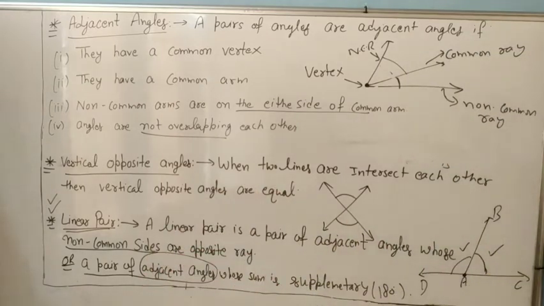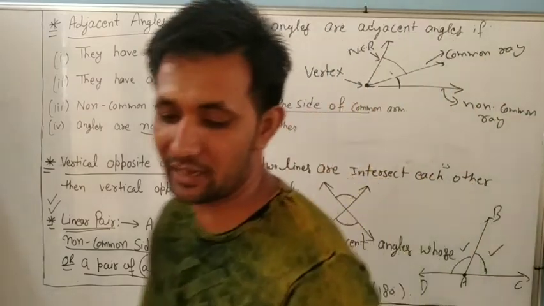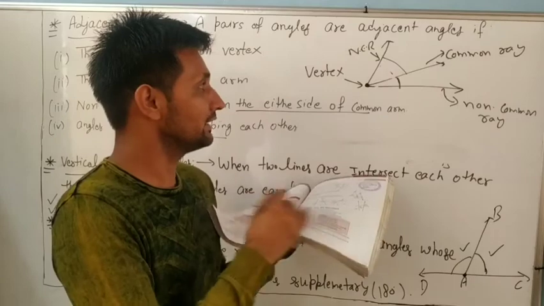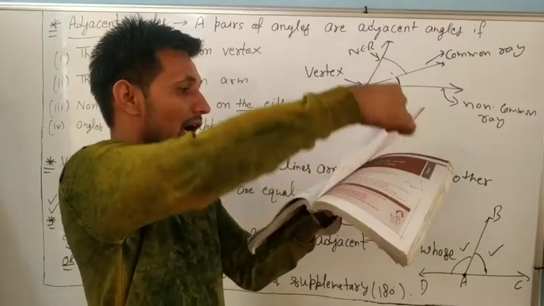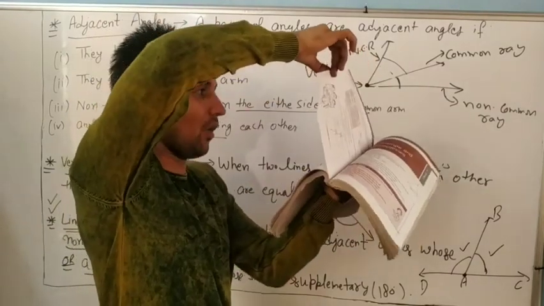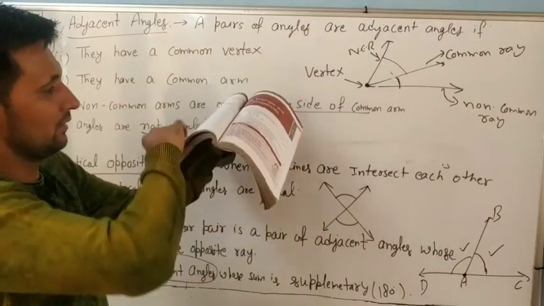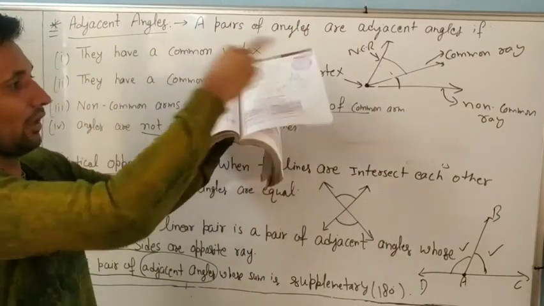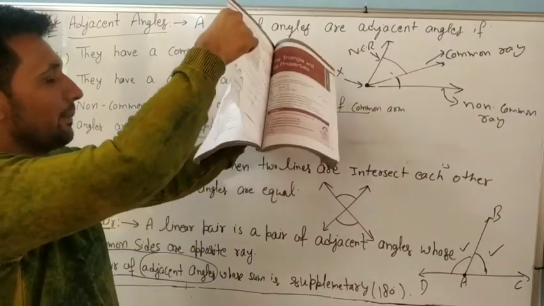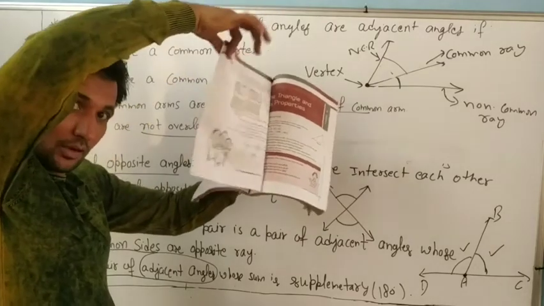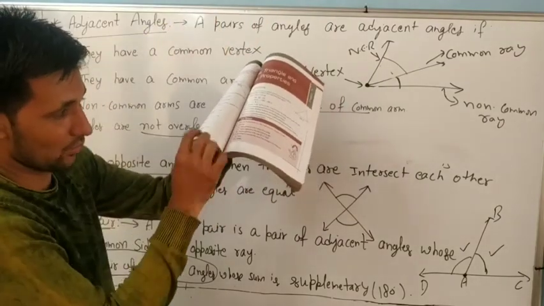There are many examples of adjacent angles. Our book is also an example of adjacent angles. If I take one page, look, one angle is this one and one angle is on that side. It is a linear pair. It is an adjacent angle. It has a common arm and a vertex.